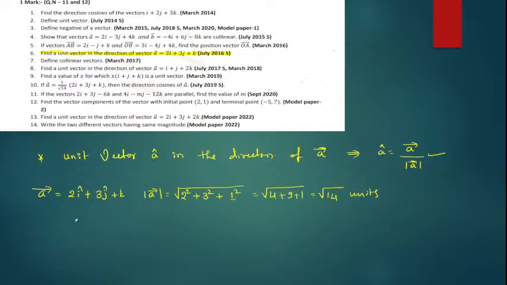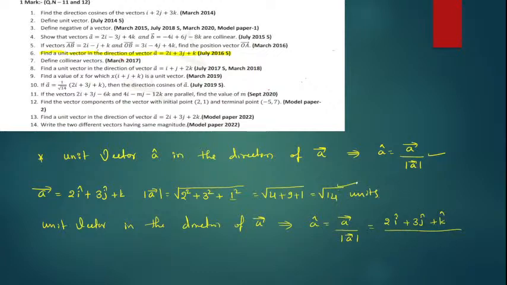So we know the formula: the unit vector in the direction of A is given by A cap, which is equal to the A vector divided by the magnitude of the A vector. The A vector is already given, that is 2i cap plus 3j cap plus k cap, divided by its magnitude. Already we know the magnitude of the given vector is root 14. You can write it like this, or simply write 2 divided by root 14 i cap plus 3 divided by root 14 j cap plus 1 divided by root 14 k cap.